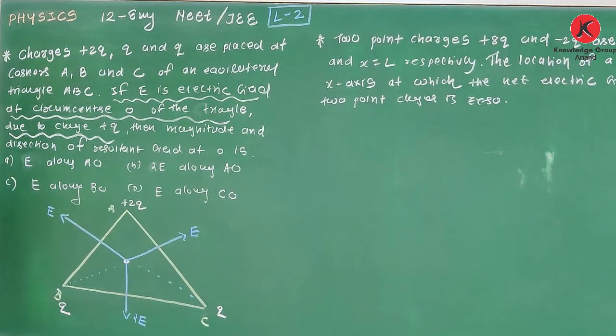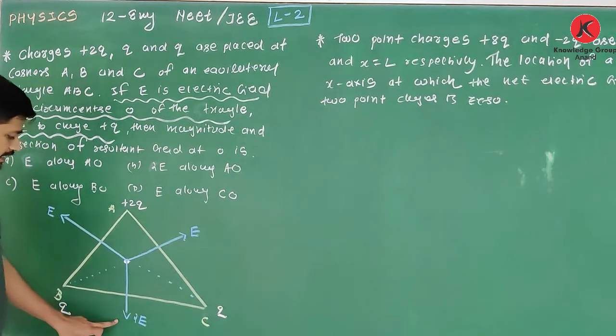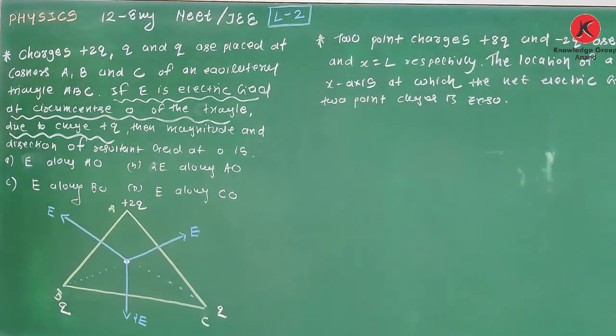Why 2E? Because due to q charge, electric field is E, then due to 2q charge, electric field is 2E. Now what to do? We have these electric fields: it is E, E, and here it is 2E. Then how to find the resultant?